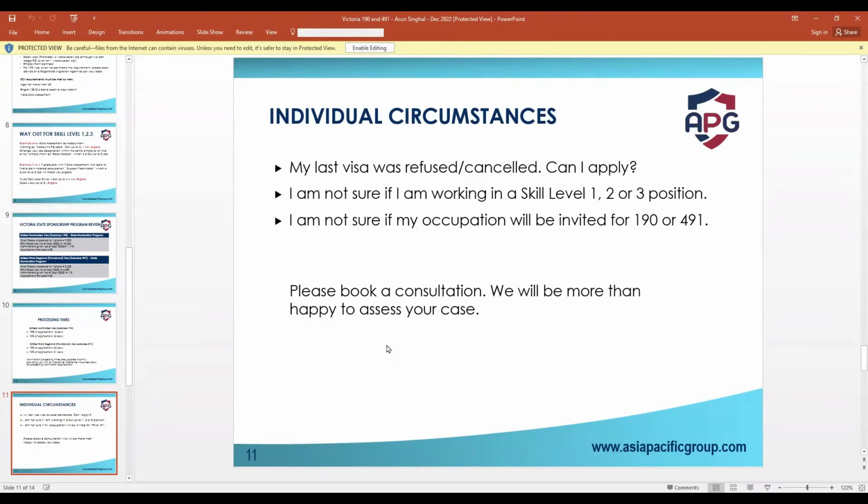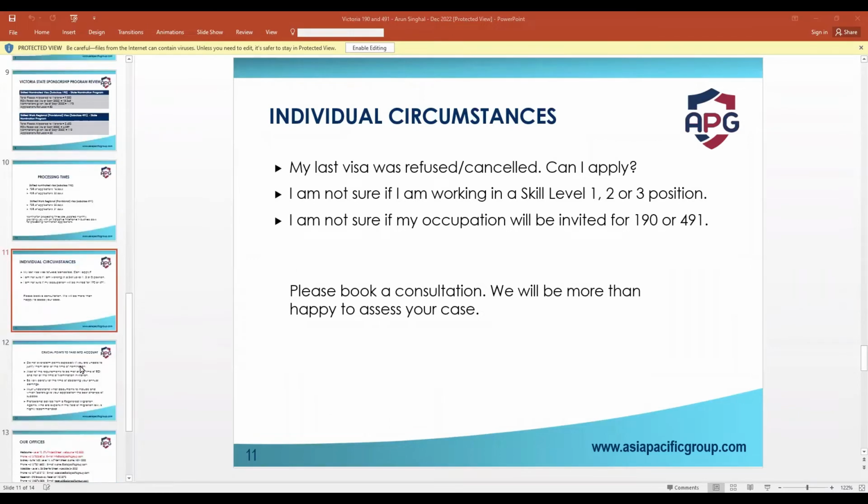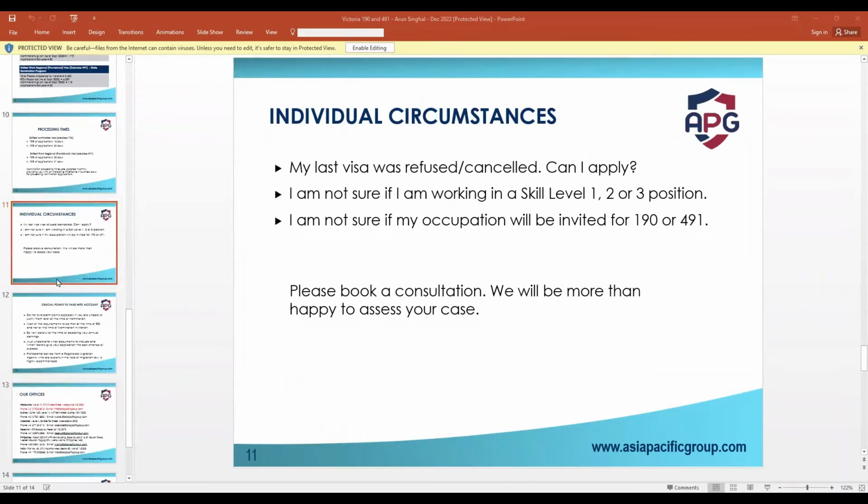The next question that we get very frequently is, I'm not sure if my occupation will be invited. The thing is, if we don't apply with an EOI or ROI, we're not getting an invitation anyway. So to get the invitation, or to have a realistic chance, we must lodge an EOI and ROI. Given the number of visas Victoria has in the quota, we anticipate that people will get invitations sooner or later, even at lower points.